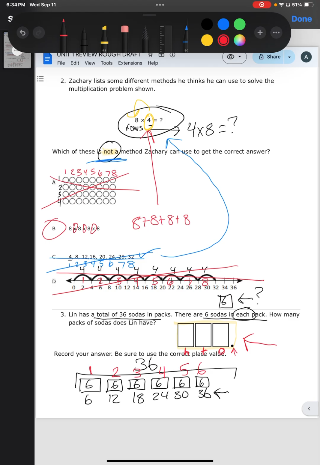When we input our answer, it is 6. He has 6 packs. We need to make sure that we put that in the ones place. The biggest mistake I see is that kids will sometimes put the 6 in the wrong place value, and the computer will count it wrong.